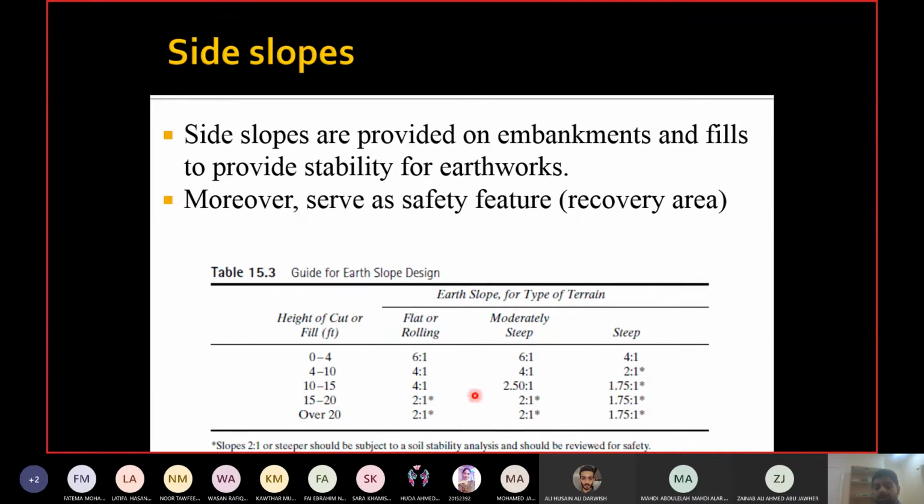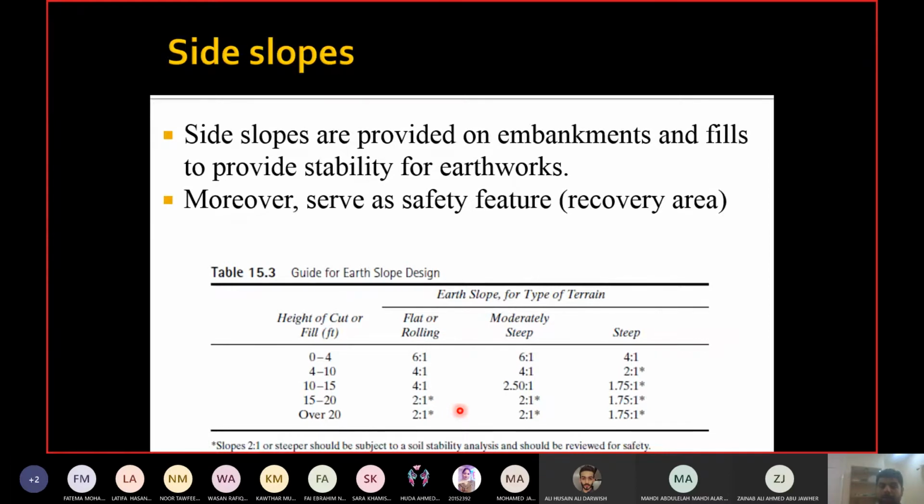There are some soils which will collapse by themselves without any load if you try to fill them with a side slope of 2:1. So whenever you are providing a side slope of 2:1 or higher, you have to check the type of soil as well, the soil which you are filling under the pavement. Some soils collapse without any load if the side slope is 2:1 or steeper. So 2:1 is for special cases, and then you have to check the type of soil as well.